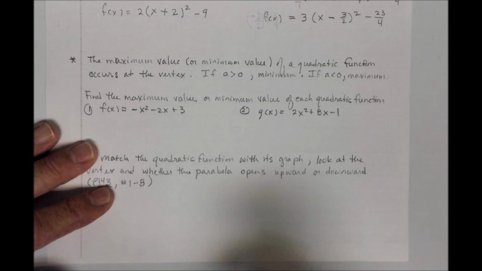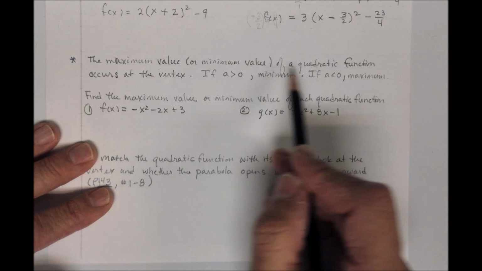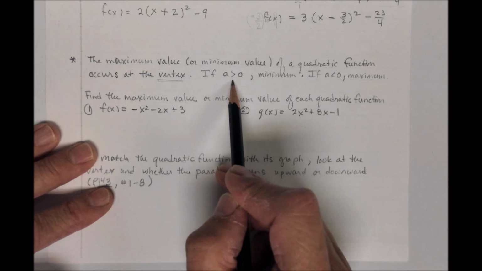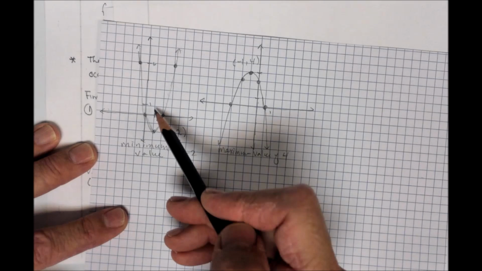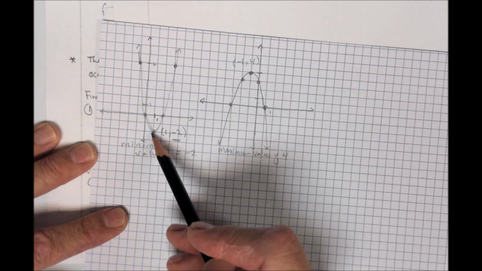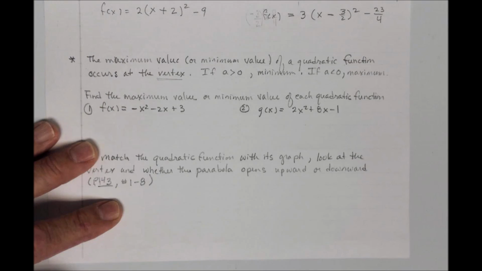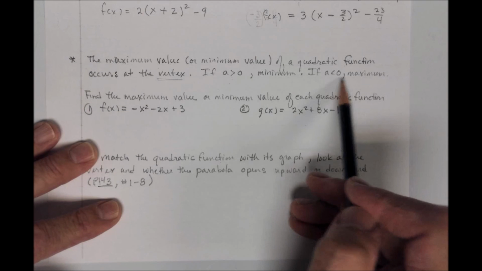All right, so the maximum value or minimum value of a quadratic function is going to happen at the vertex. If a is greater than 0, like here, we have a minimum. If a is less than 0, like here, we have a maximum. A greater than 0, a minimum. A less than 0, a maximum.